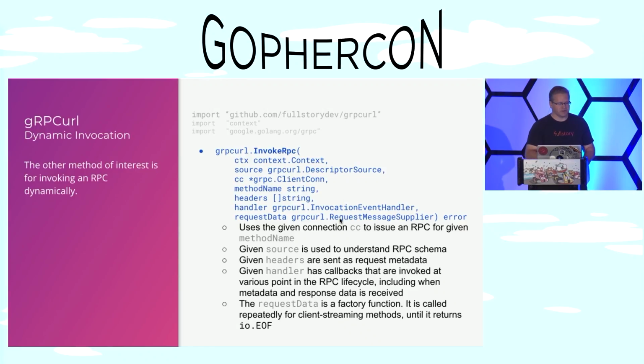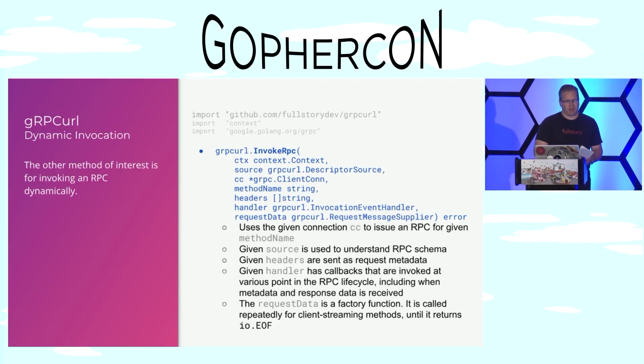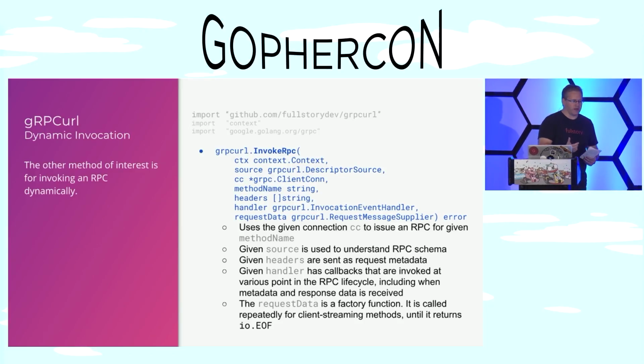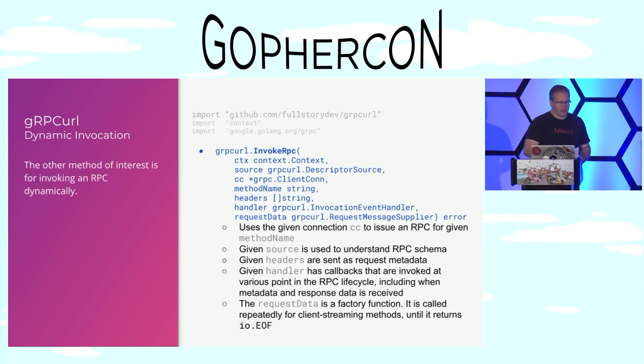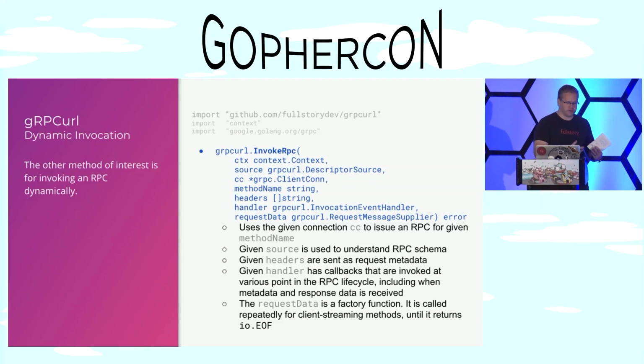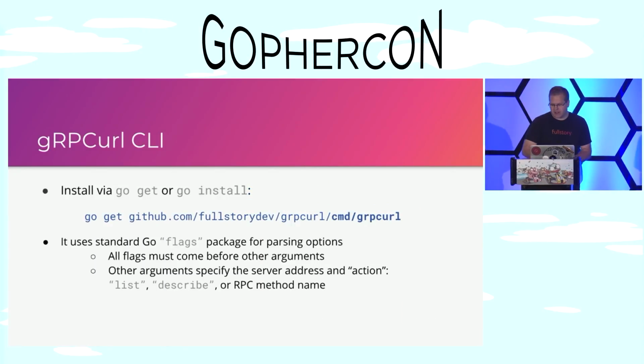The other key piece here is this request data. This is actually a factory function. So we call invoke RPC, and it's going to in turn invoke this request message supplier function to get a piece of request data. The format of that is JSON, and it will use a dynamic message to parse that JSON, and then marshal it back into the binary format, which is what the gRPC server is expecting. For a normal RPC, it'll just call that function once to get the single request. But for a streaming call or a client streaming call, it will call that function repeatedly until it returns EOF. So that's the package, and then it's wrapped by this CLI we talked about.